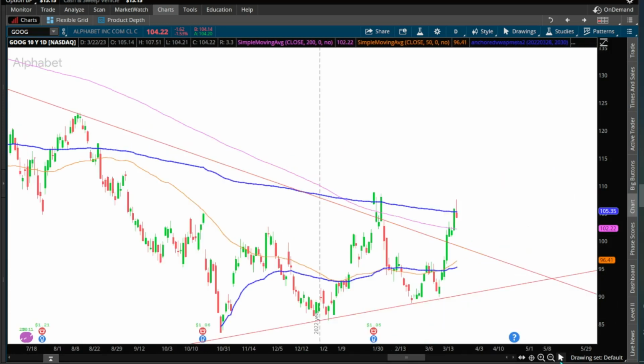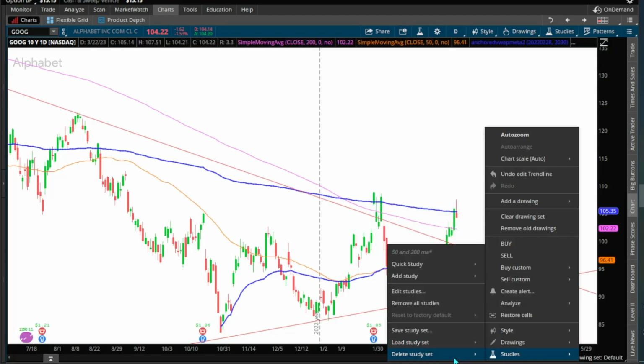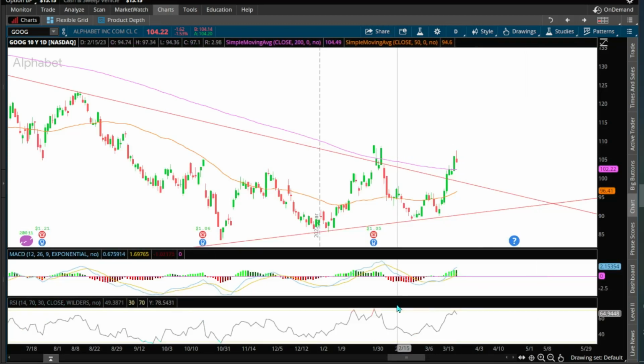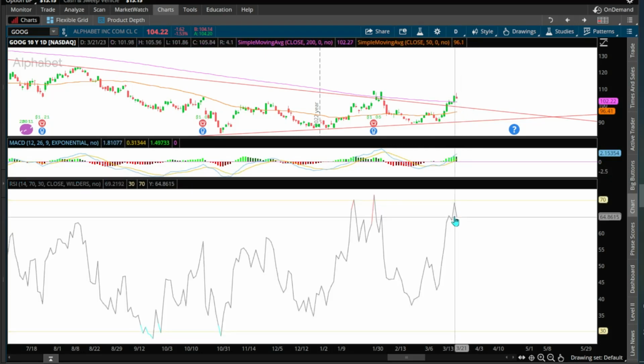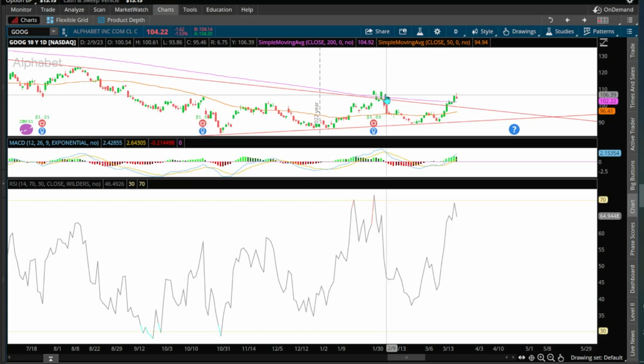Now, let's go ahead and look at that RSI that I was talking about. Let me load that study set. All right, so here you guys can see the RSI. It's very, very high. It literally got all the way up to like 70 basically. So in the past, in early February, we did get above these 70 levels. So, RSI definitely frothy right here.